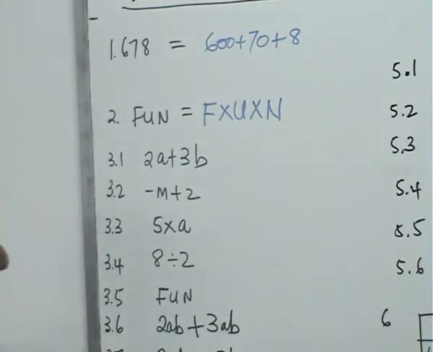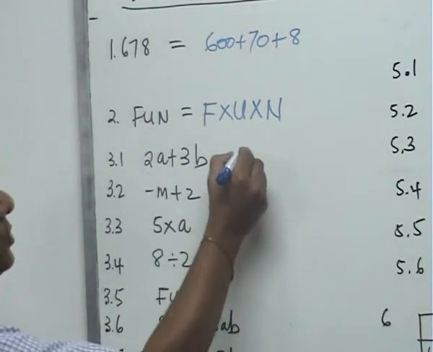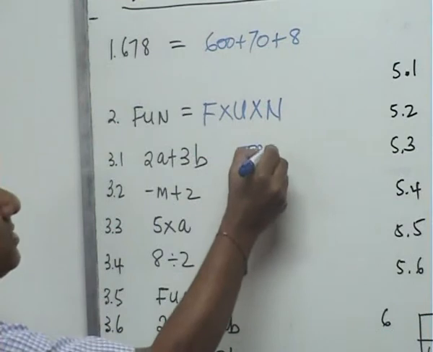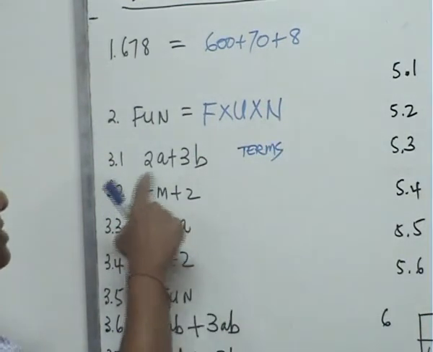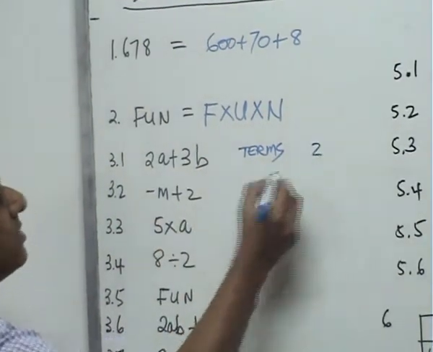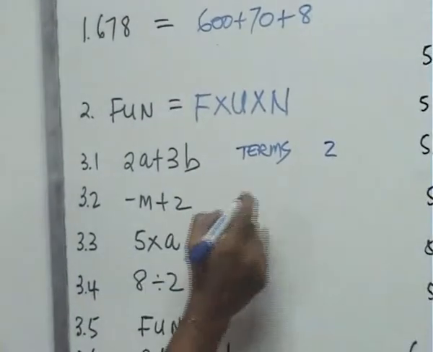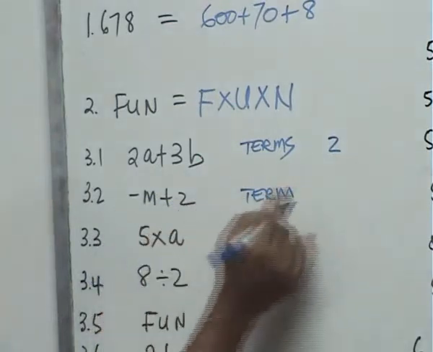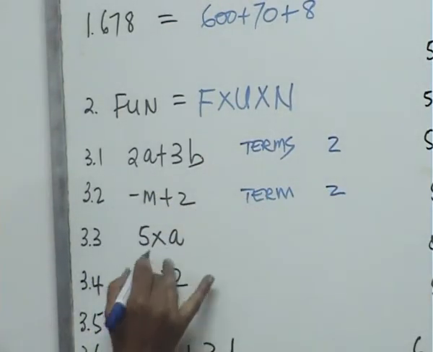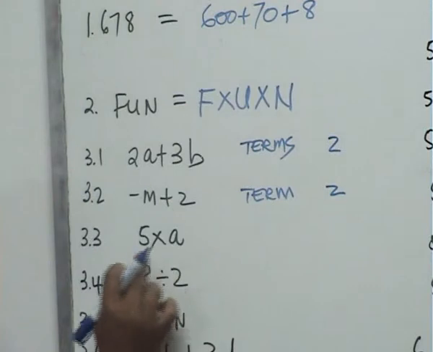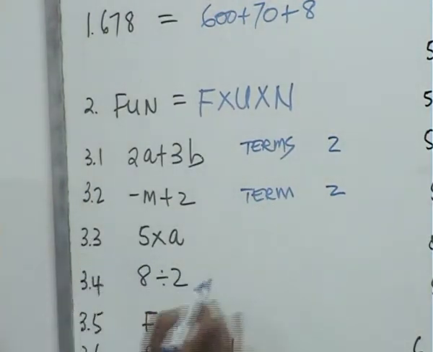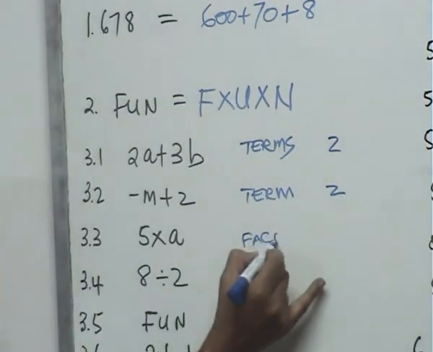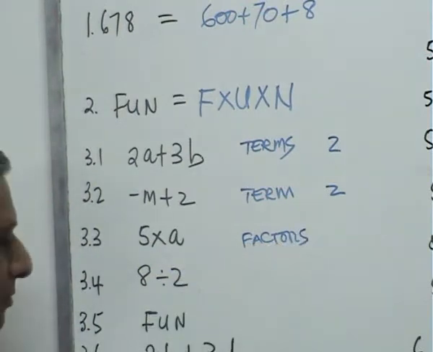Right, number 3, you had to say whether these were showing terms or factors. So this is showing terms. In fact, it is showing 2 terms. This is showing terms, and in fact it is showing 2 terms. This is separated by a multiplication sign. Therefore, it is showing factors.